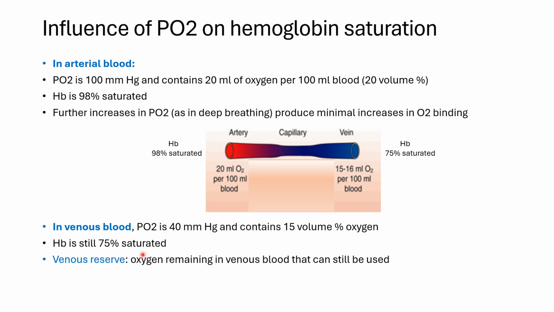75% saturation means that three of the four heme molecules of the hemoglobin molecule carry three oxygen molecules. This is known as the venous reserve. So if something goes wrong, the oxygen remaining in the venous blood can still be used, right? This is how our body keeps a safety margin, a safety net, that even in the veins, 75% of the hemoglobin is saturated.